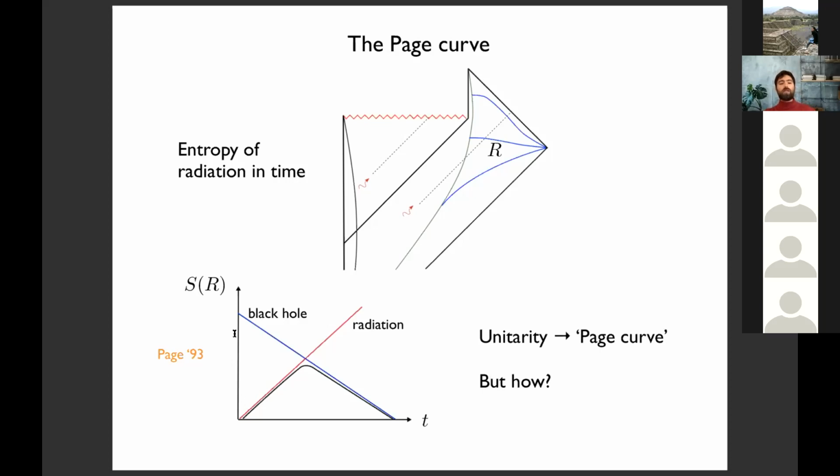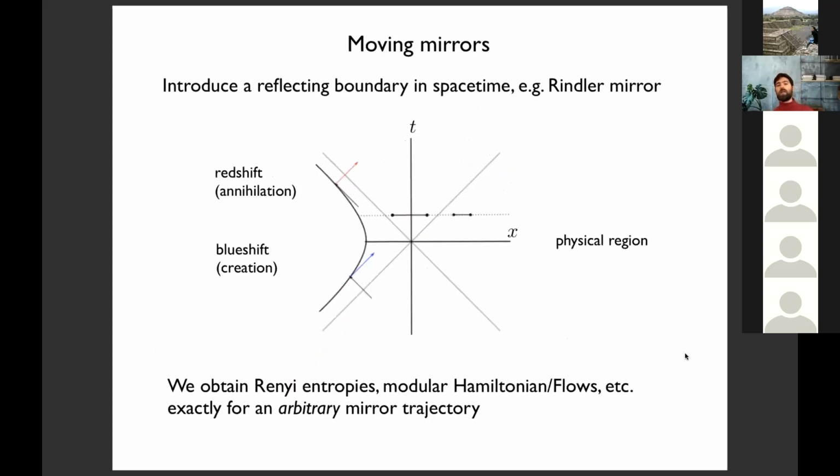So Page suggested that this should not be the whole story, but you should also keep track of the entropy of the black hole. The expectation is that the correct curve should be the so-called Page curve, which goes up and down and is always bounded by these two entropies. So how can we study that in this particular case? That's part of our work in progress.